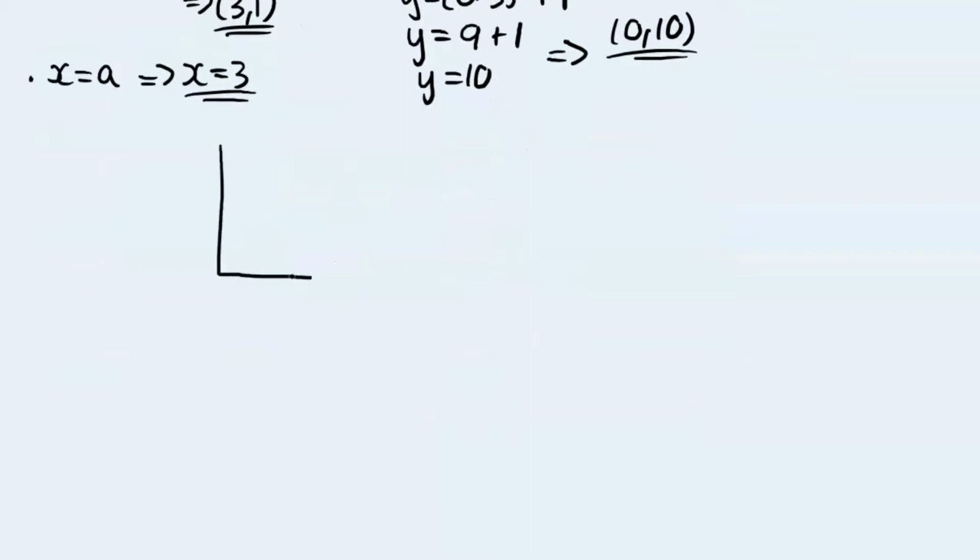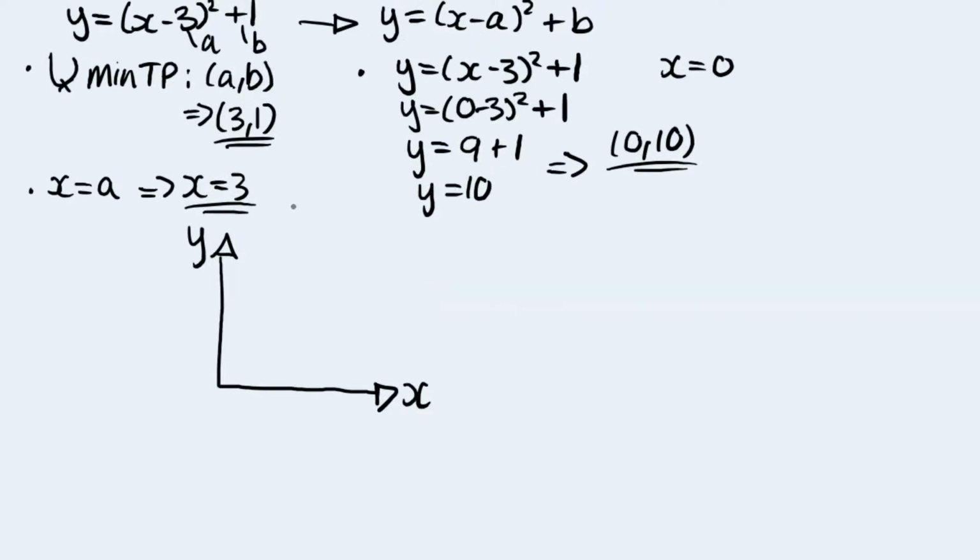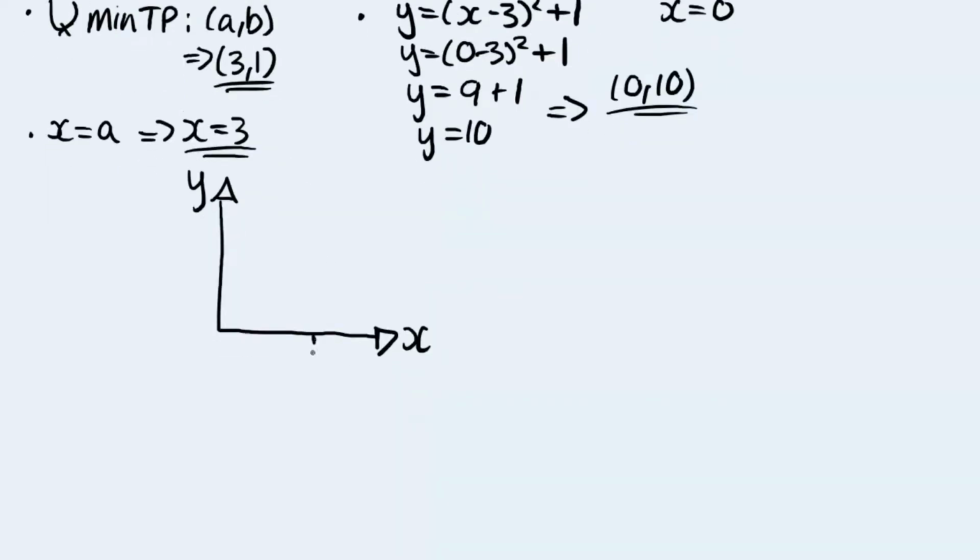You want to draw an XY graph like this, and just remember to label it, so X on the horizontal axis and Y on the vertical axis. Our minimum turning point is (3, 1), so I'll put 3 then 1 just like that. So there's the minimum turning point. We have the axis of symmetry, x is equal to 3. It didn't ask for that, but we can put that in anyway. Then where the parabola cuts the y-axis is (0, 10), just like that. So what we can do is carefully draw the parabola like that. And there we have it.